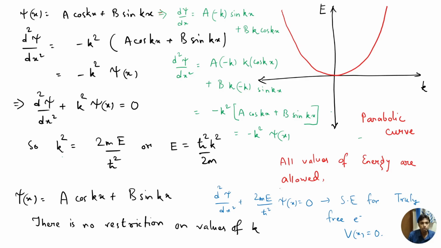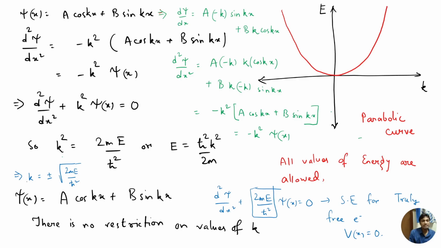Now you compare these two situations. So this term will be equal to k square. That is why k square equals 2me by h bar square. From here you can write k is equal to plus or minus square root of 2me over h bar square.